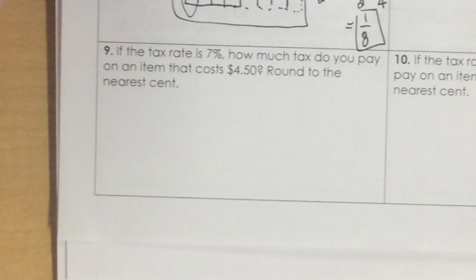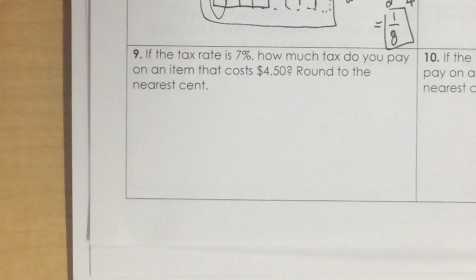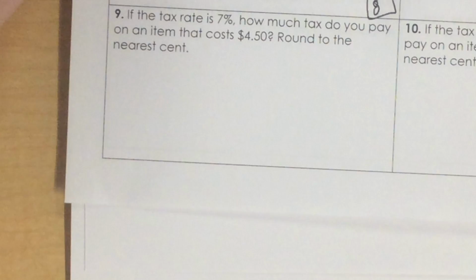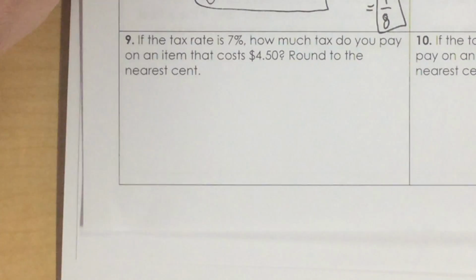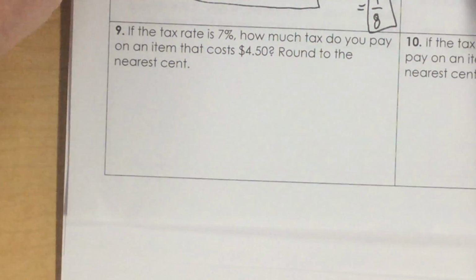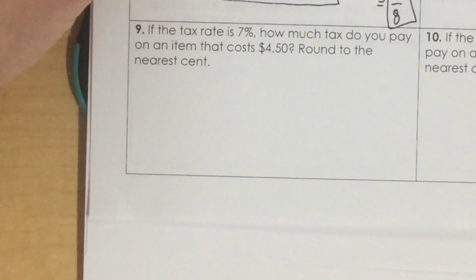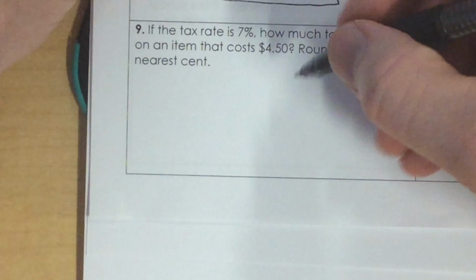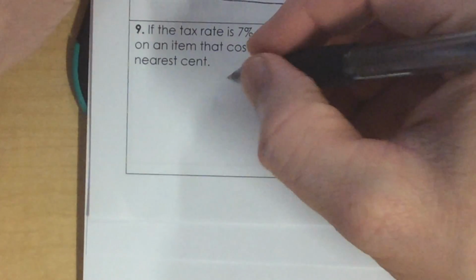All right, one more today. This one says, if the tax rate is 7%, how much tax would you pay on an item that is $4.50, rounded to the nearest cent? So remember, this is a percent proportion problem, or it's also a multiplication problem, depending on how we want to think about it.